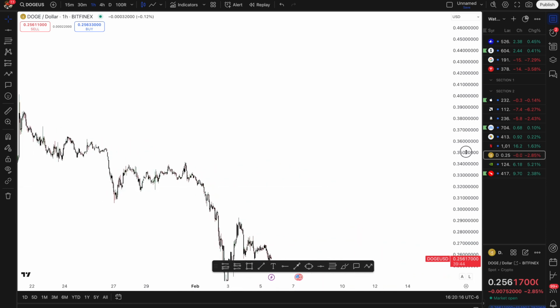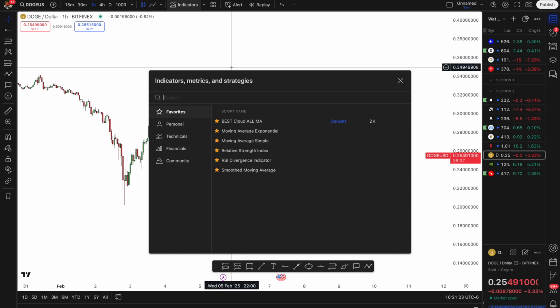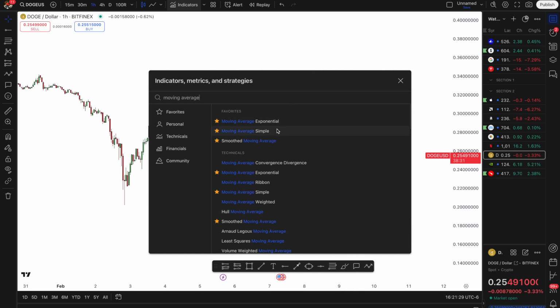Again, nothing too crazy. So in this section of the video, I'm going to show you guys exactly which indicators I use. Just a heads up, don't ever base your trades solely off indicators. It's never going to work. You're probably going to lose a lot of money doing that. But the indicators I use are mostly just the moving averages.